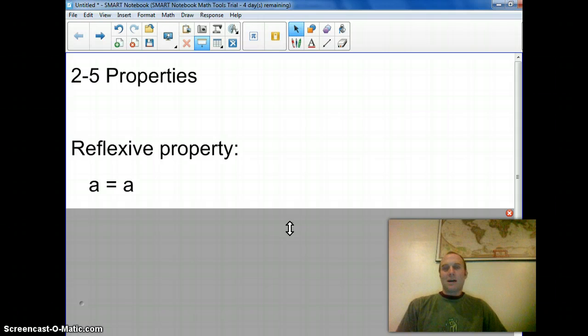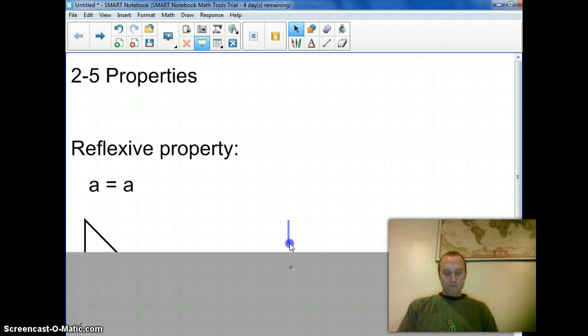Now, I think anybody could figure out that A equals A, B equals B, C equals C, but there must be some context. And the context here is with the following picture.